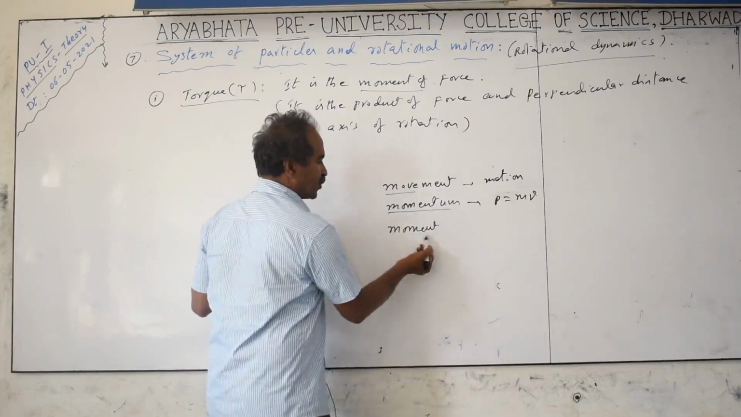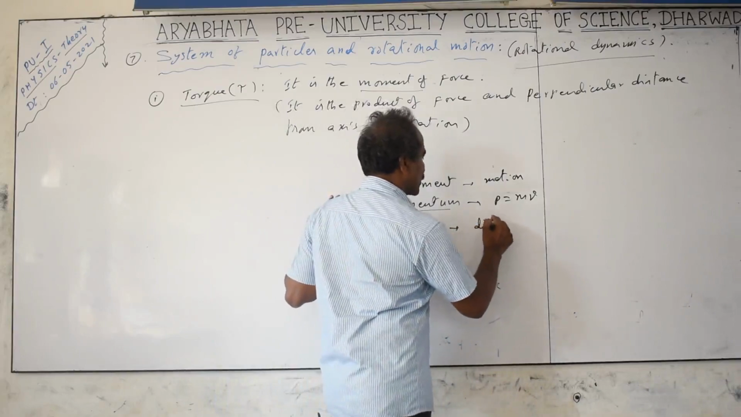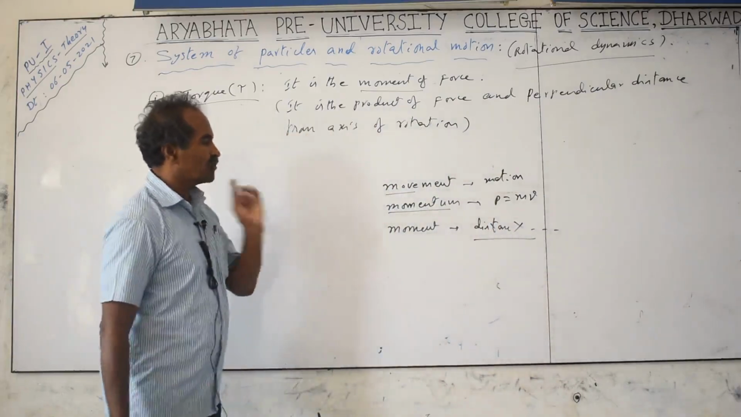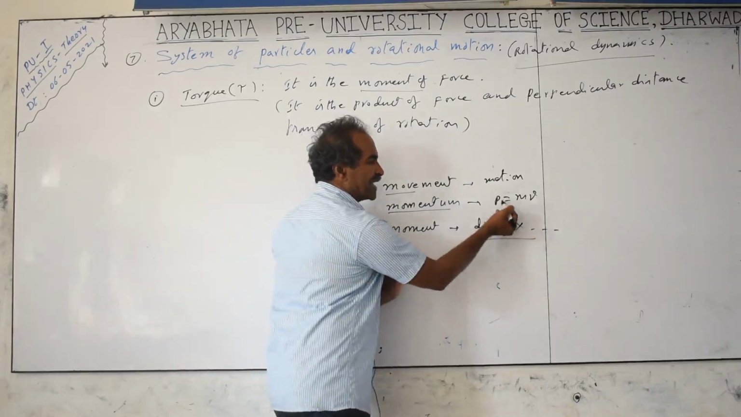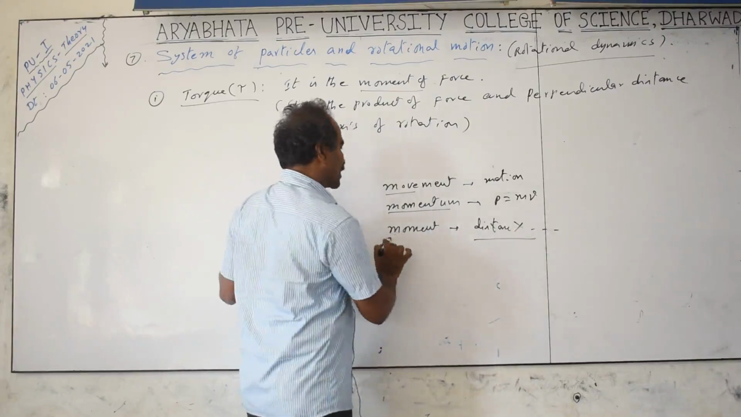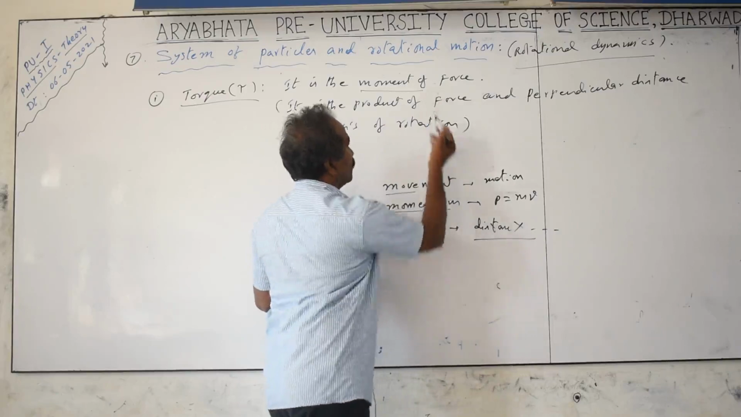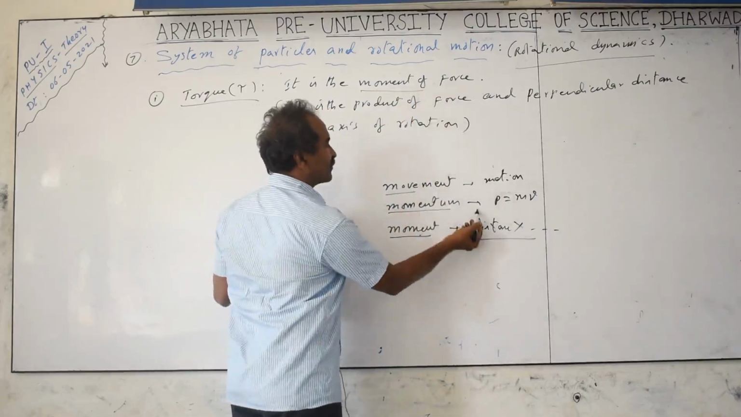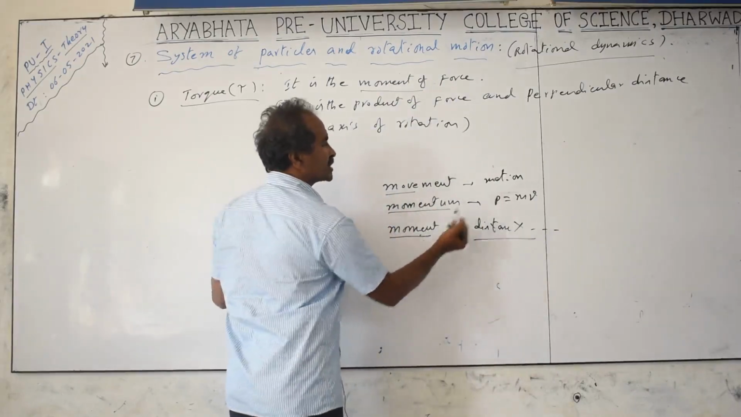Next is moment, M-O-M-E-N-T. Moment is nothing but a product of distance into anything you can take. Distance into mass, moment of mass. Distance into force, moment of force. Distance into momentum is the angular momentum word we use. Moment of momentum, angular momentum. Moment of force means force into distance or distance into force. And moment of momentum, we use the term angular momentum. Moment of momentum means distance into linear momentum.